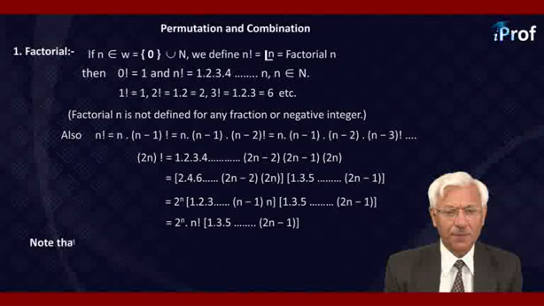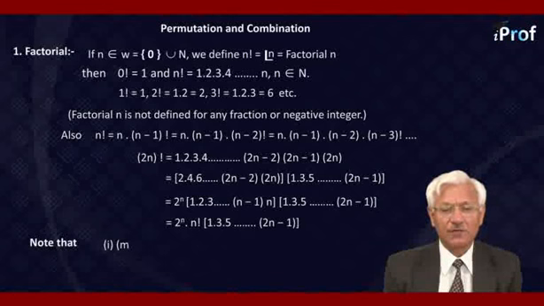Note that (m plus n) factorial is not equal to m factorial plus n factorial. Similarly, 2n factorial is not equal to 2 into n factorial, and (m into n) factorial is not equal to m factorial into n factorial. These are 3 important mistakes.